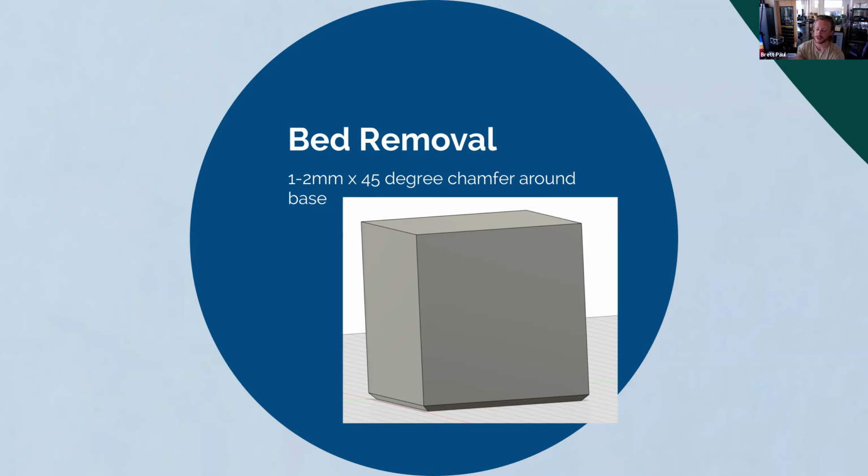But in this case, on all 3D printed parts, on the face that will sit on the bed, I would recommend putting a 1 to 2 millimeter 45-degree chamfer. That would allow me to get underneath with, say, a spatula and pry a little bit and pry it off the bed pretty cleanly.